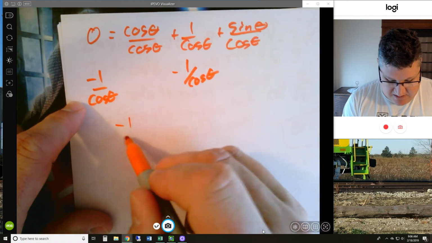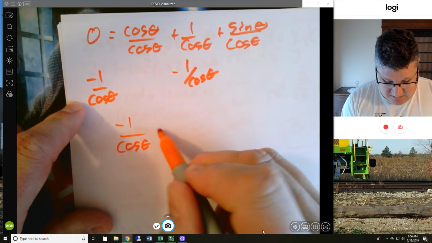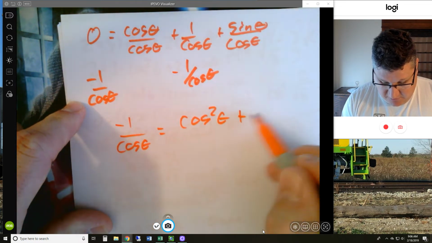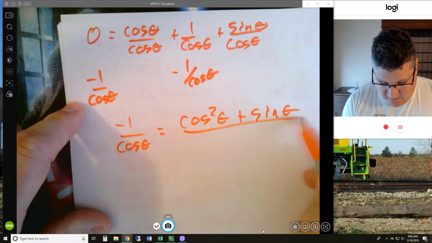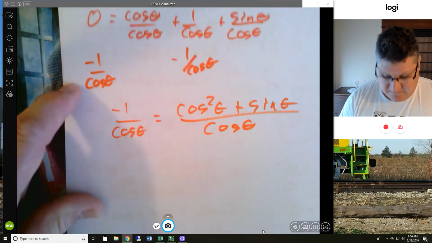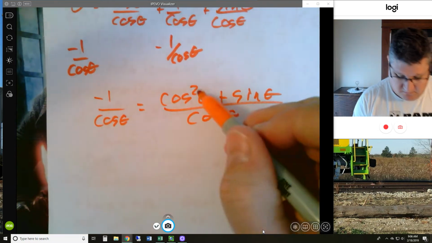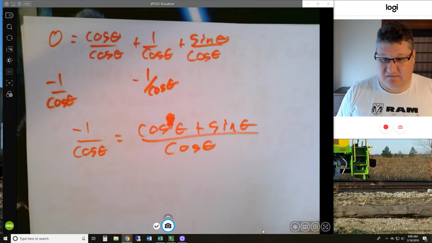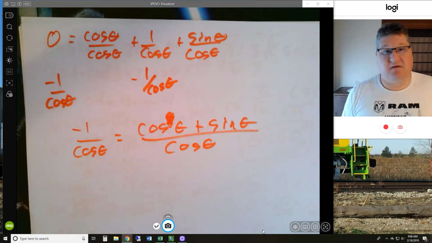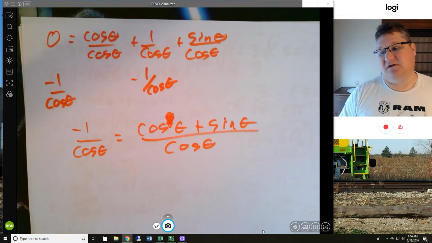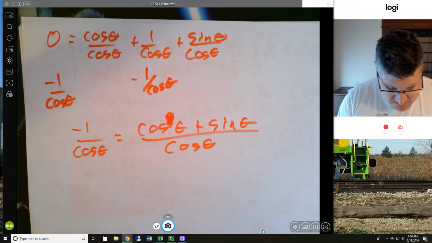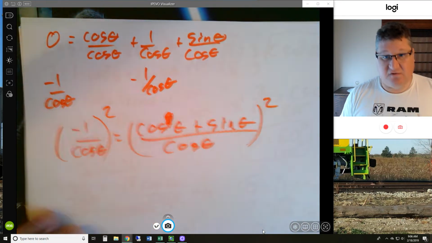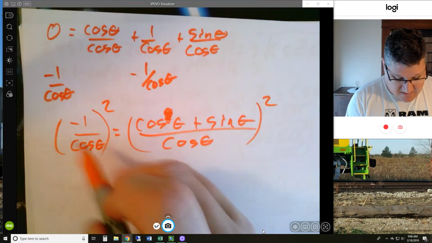And that gives me negative 1 over cosine theta equals cosine theta plus sine theta over cosine theta. Now, at this point, oh, wait a minute, it's not squared, it's just cosine theta. Now, at this point, I still have the same problem I had with tangents and secants. So let's go ahead and square both sides. All right, let's square this side. Let's square this side.